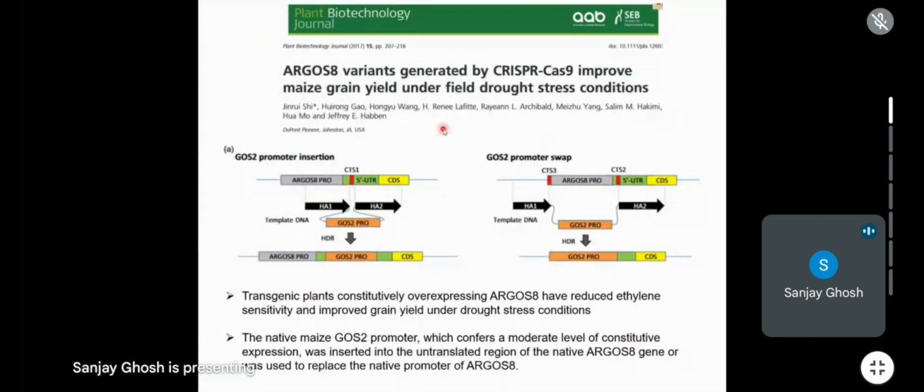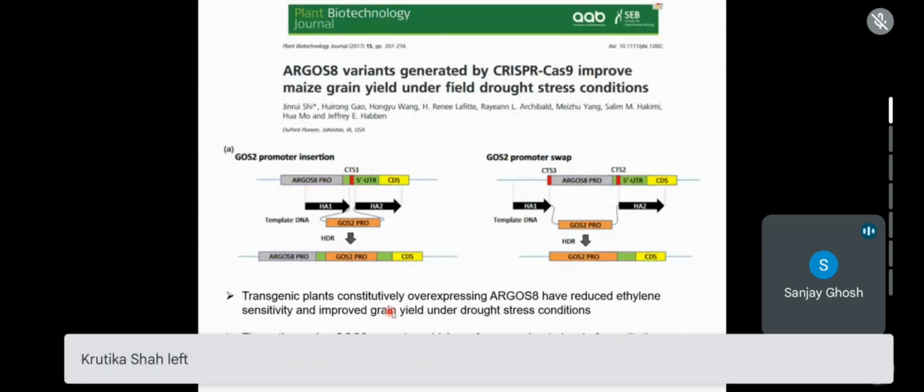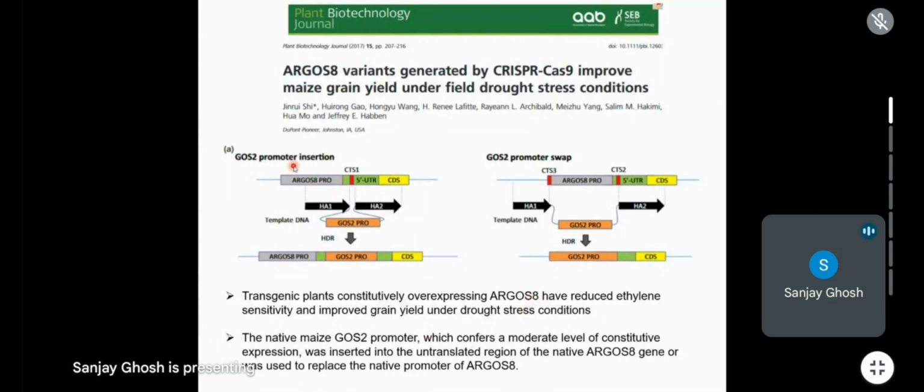CRISPR has also been used to increase the productivity of maize in drought conditions. It is already known from previous studies that there is a gene called ARGOS8, but this is not expressed very highly. But this gene's expression improves grain yield under drought stress conditions. So what people have done is that they have knocked in a strong constitutive promoter right next to this gene, so that now this gene is expressed much more. Either they have knocked in or swapped the native promoter with this other maize promoter, and that has led to an increased grain yield under drought conditions.